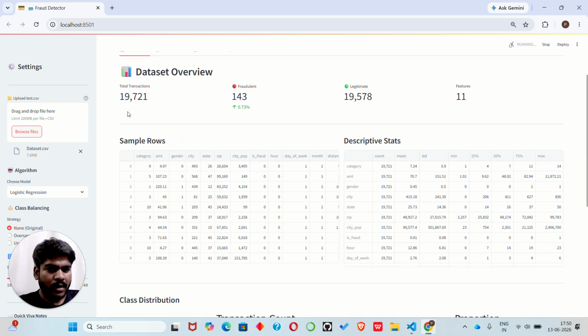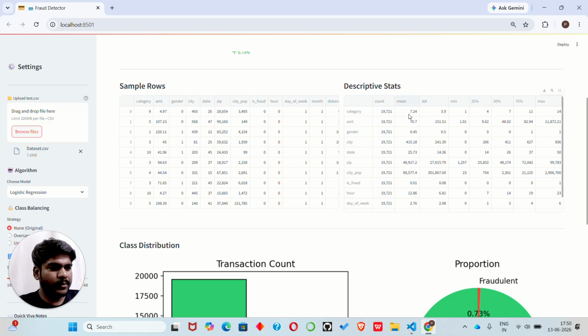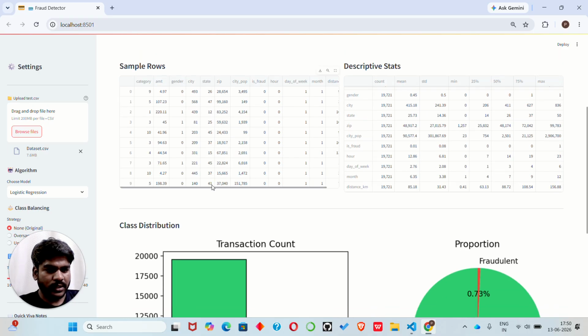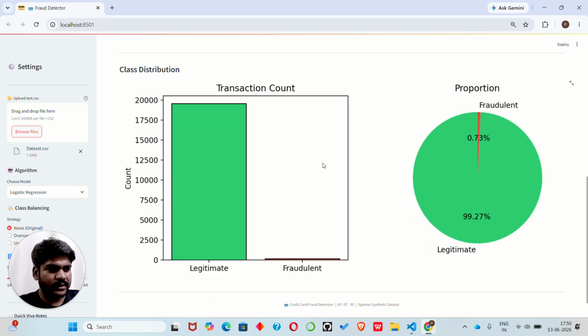Now you can see here that out of 19,721 transactions, 143 were fraudulent and 19,578 were legitimate. This is the descriptive statistics section where you can see the data, and these are the sample rows. You can see how the class is imbalanced, and this is shown in a pie chart.